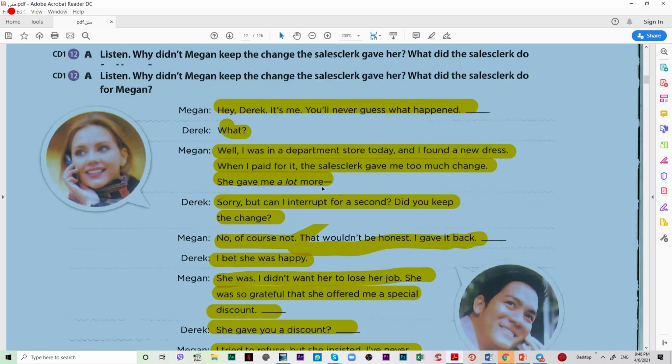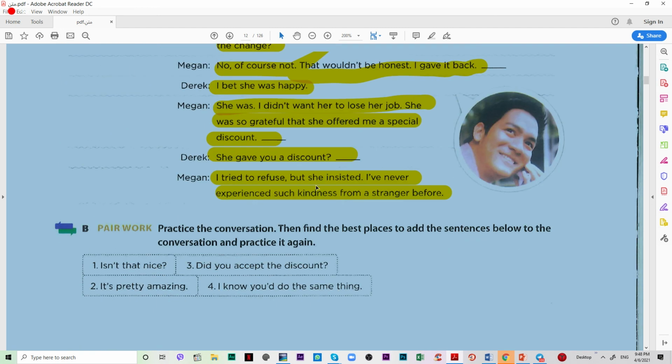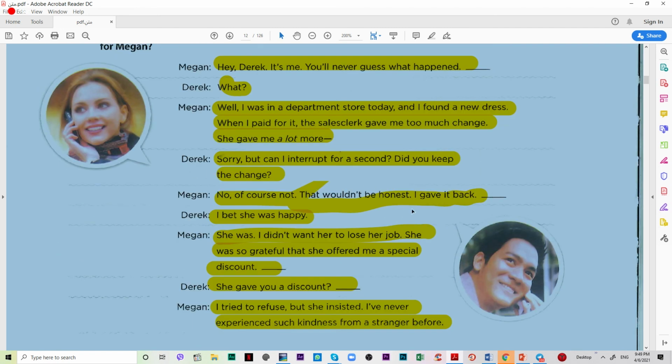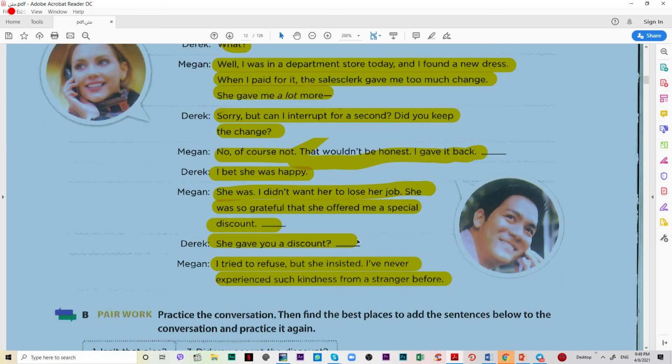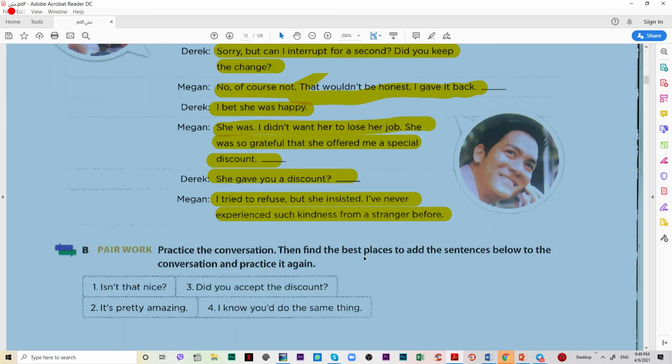I bet she was happy، يعني هنا هذه ترهيم. She gave me a lot more، اعطتني كثير من المال. It's a pretty amazing، انها جدا رائعة. او هذا التصرف جدا رائع. فمثلا هذا التصرف جدا رائع. فمثلا شنو؟ She gave you a discount، we can say I tried to refuse, and I حاولت أن أرفض, but she insists, I never experienced, it is a pretty amazing. فأقدر أخليها بالأخير.